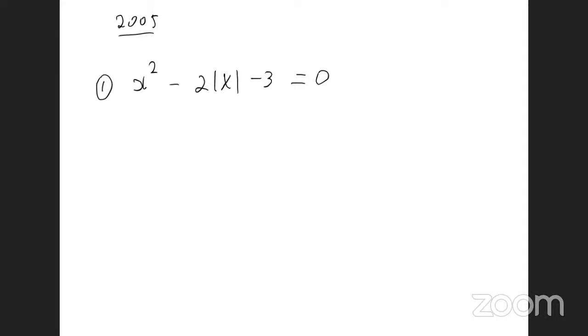Usually with modulus, it will be 2 multiplied by positive x, and 2 minus 2 by positive x.